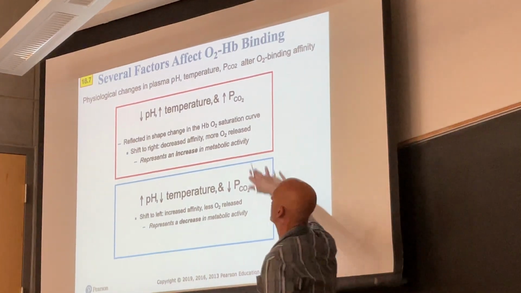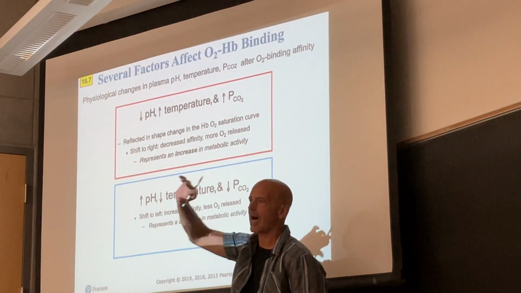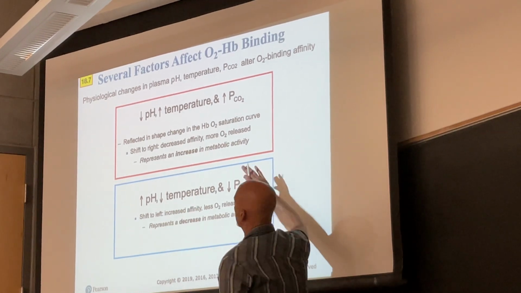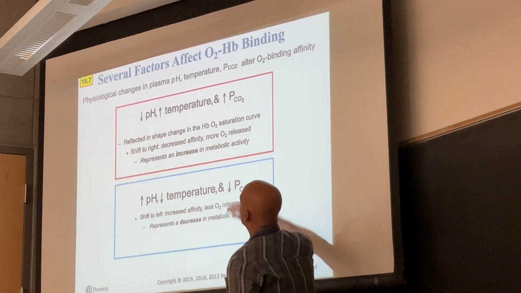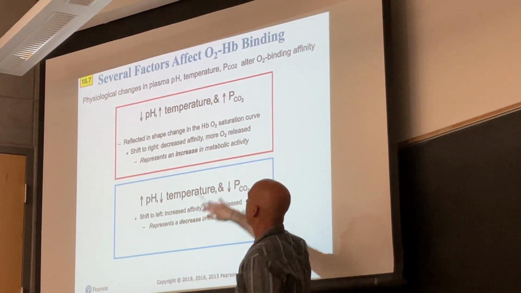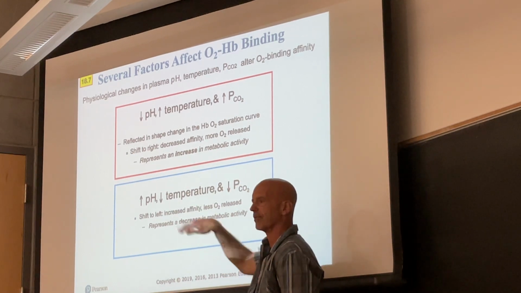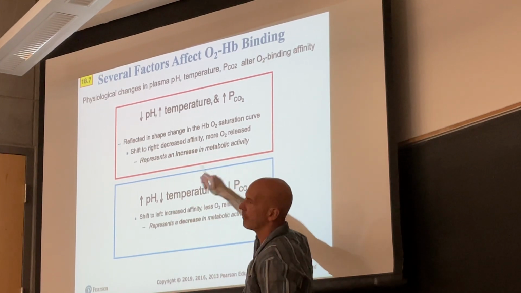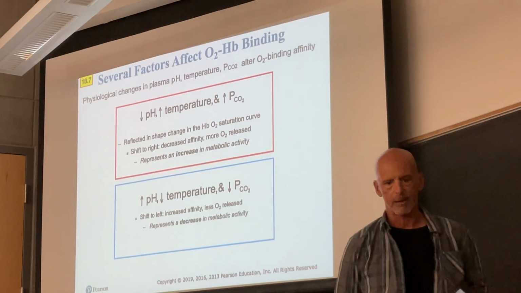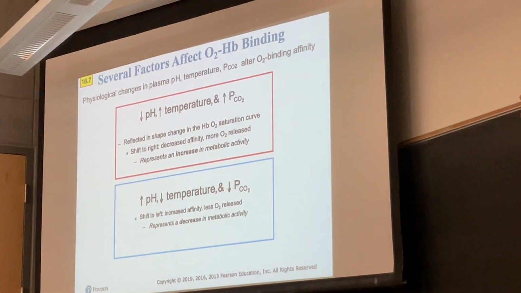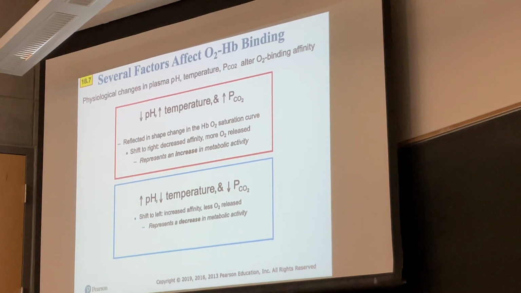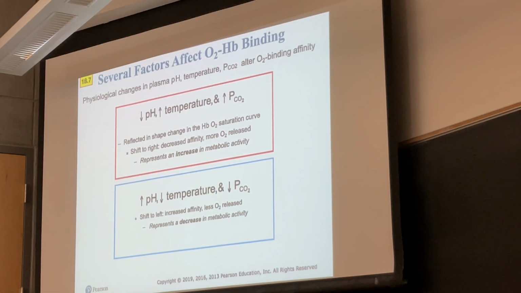Right? All these ones up here, decreased pH, that is a higher acidity, more hydrogen ions, are going to reflect increased metabolism. Temperature is going to reflect increased metabolism, right? Because as you're working, you're letting off heat. And carbon dioxide production is also going to represent increased metabolism. In all those cases, you want more or less oxygen? More. And then, does the hemoglobin want to release more or take more in? Release more, right? It wants to release more.